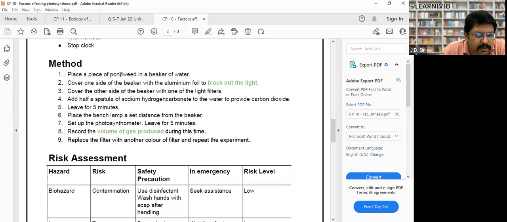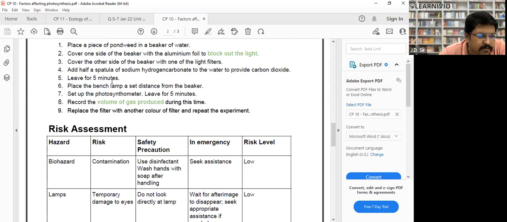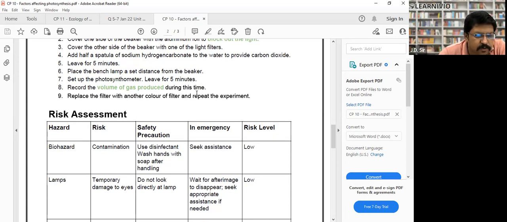Method. Place a piece of pondweed in a beaker of water, cover one side with aluminum foil to block the light, cover the other side of the beaker with the help of a light filter, add half a spatula of sodium hydrogen carbonate to the water to provide the carbon dioxide, leave it 5 minutes, place the bench lamp a set distance from the beaker, set up a photosynthetometer, leave it 5 minutes, record the volume of gas produced during this time, replace the filter with another color.